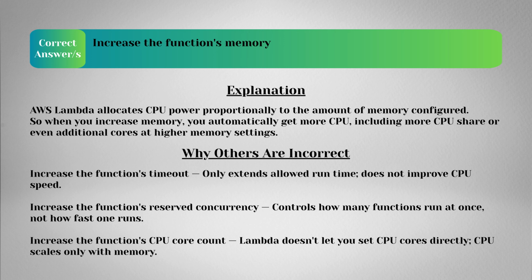Increase the function's timeout only extends allowed runtime, does not improve CPU speed. Increase the function's reserved concurrency controls how many functions run at once, not how fast one runs. Increase the function's CPU core count. Lambda doesn't let you set CPU cores directly, CPU scales only with memory.